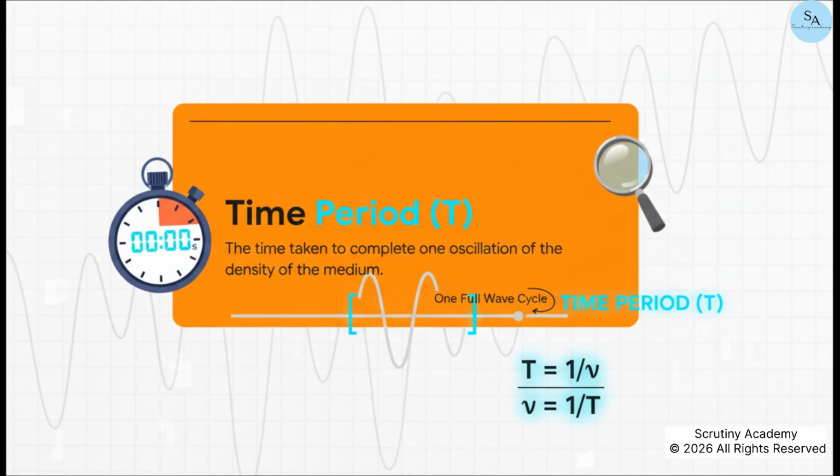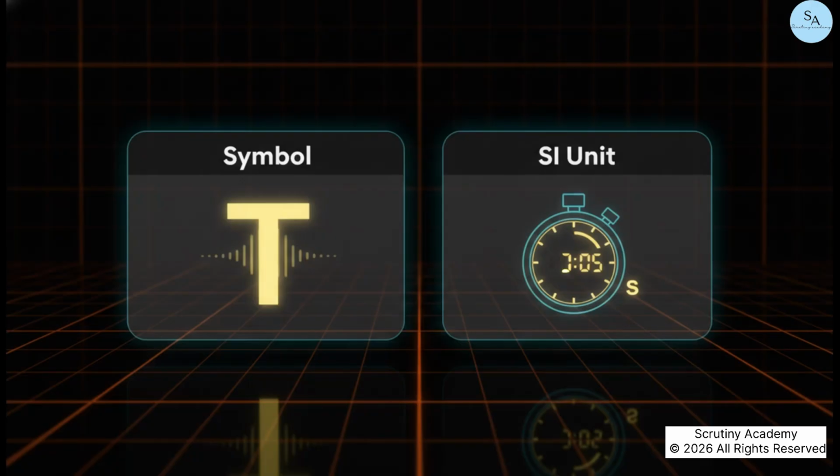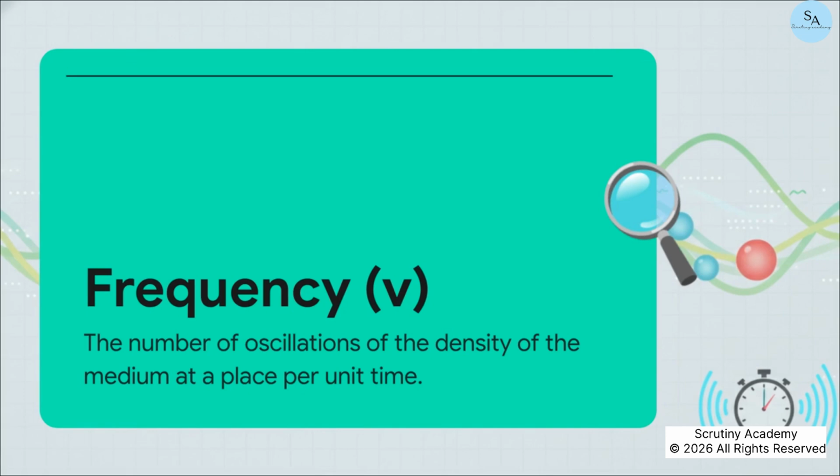That's your time period. We use a capital T to represent it, and since it's a measure of time, its SI unit is, of course, the second. Okay, now for its partner, frequency. Think of it this way. If time period asks, how long does one wave take to pass, frequency asks, how many waves pass in 1 second. See the difference?